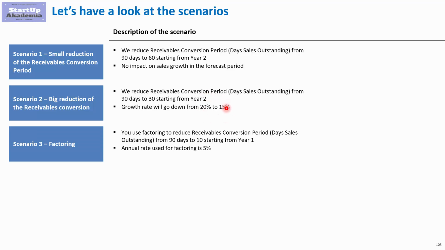In scenario 3, we use factoring. We assume that due to the use of factoring, the receivables conversion period will go down on average from 90 to 10 days. The annual rate that the bank is going to charge us for the factoring service is 5%.